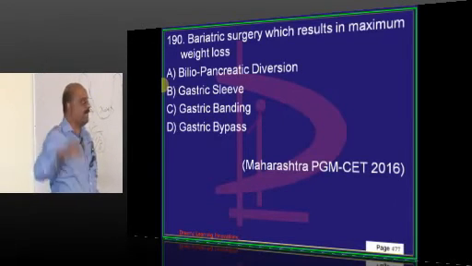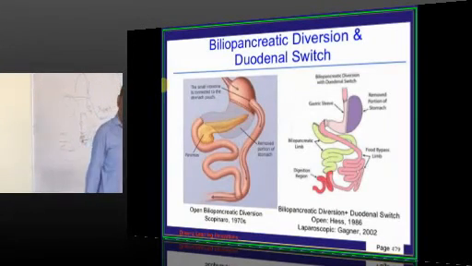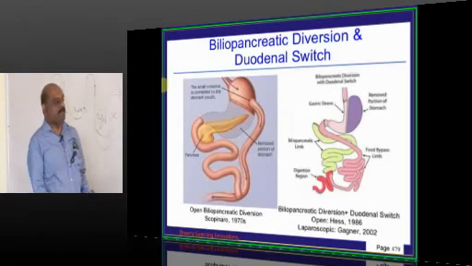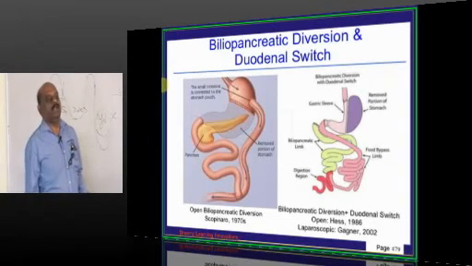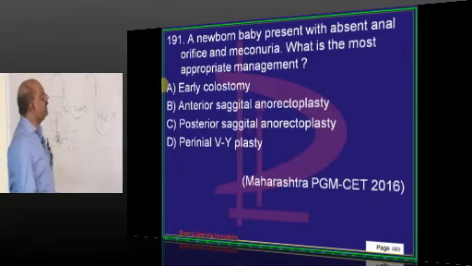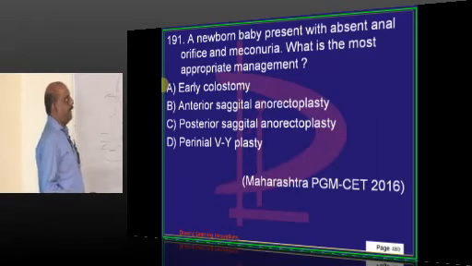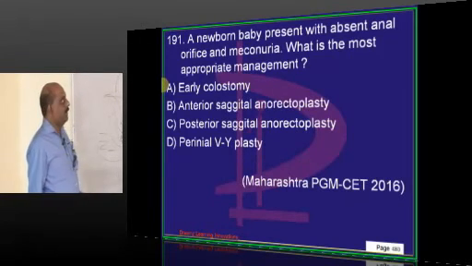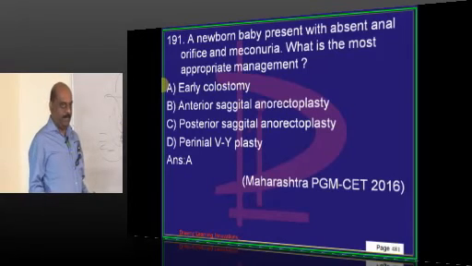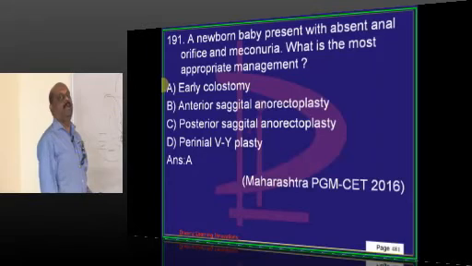Duodenal switch was a question asked last time. So if you do biliopancreatic diversion, the maximum amount of weight loss you can achieve in bariatric surgery is what you have to remember. A newborn baby has an anal orifice closed, meconuria is there. So what is the best way to manage? You have to do a colostomy and create an opening. Then only the fistula will heal.